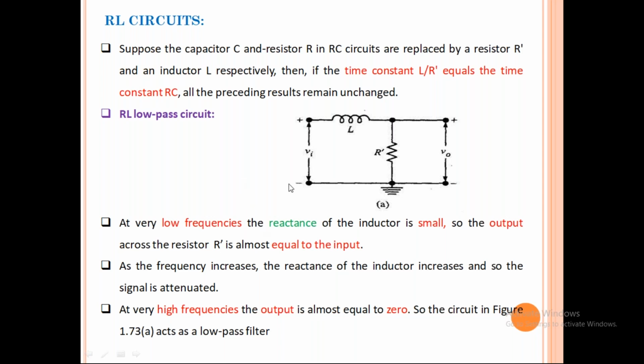Okay, sir, thank you. So at low frequencies, the reactance of the inductor, j omega L, is a very small value. That means the input is transferred to the output at low frequency. At high frequencies, j omega L, the inductor reactance, is a large value. That means the total input voltage drops across the inductor. So the output voltage will be almost 0 or very low for high frequencies. That's why this circuit acts as a low pass RL circuit.